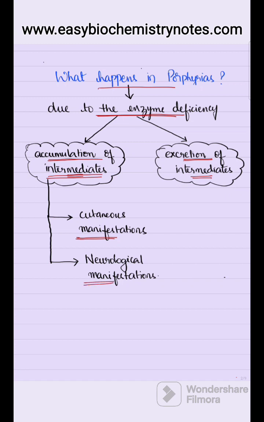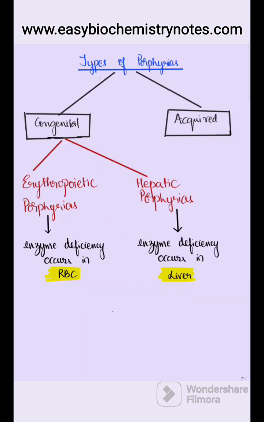neurological manifestations. Coming to the types of porphyrias, porphyrias are divided into congenital porphyrias and acquired porphyrias. The congenital or inherited causes are again of two types, erythropoietic porphyrias and hepatic porphyrias. If the enzyme deficiency occurs in the red blood cells, they come under erythropoietic porphyrias, whereas if the enzyme deficiency occurs in the liver, they come under hepatic porphyrias.